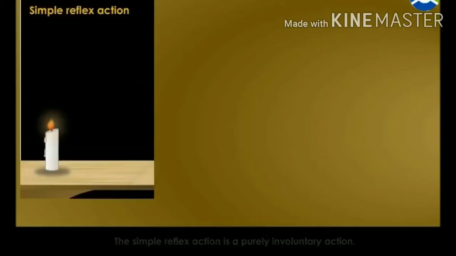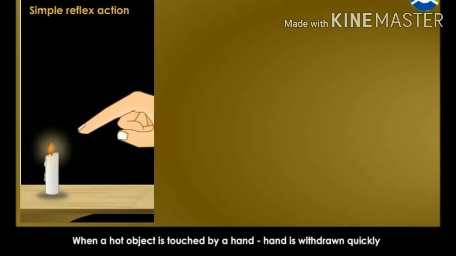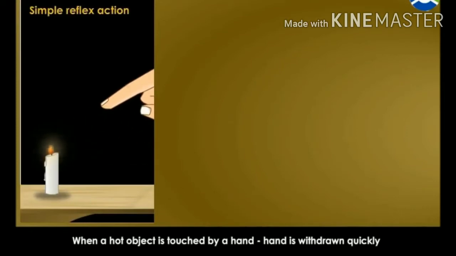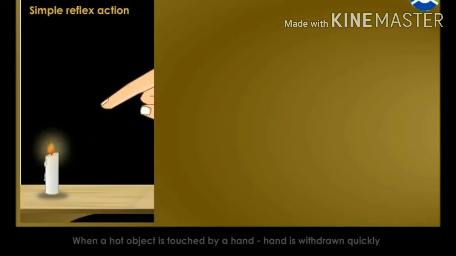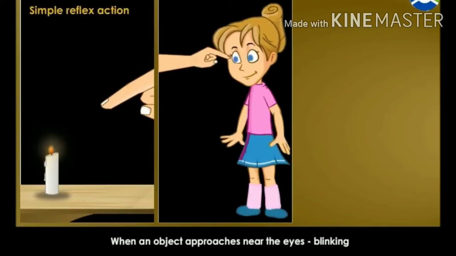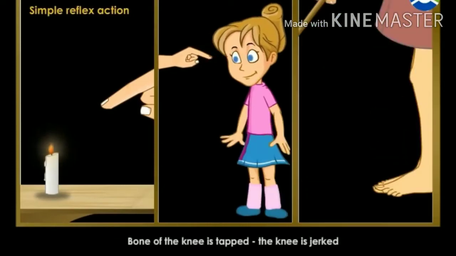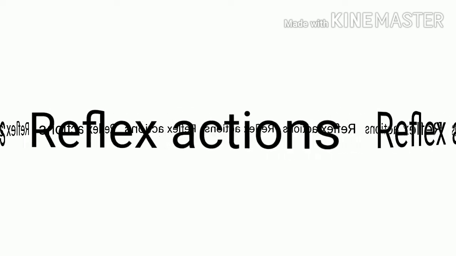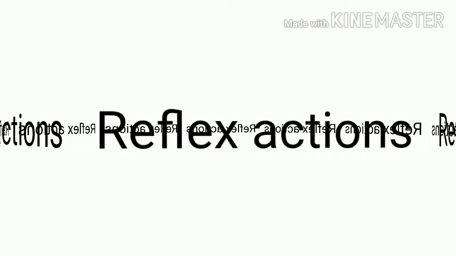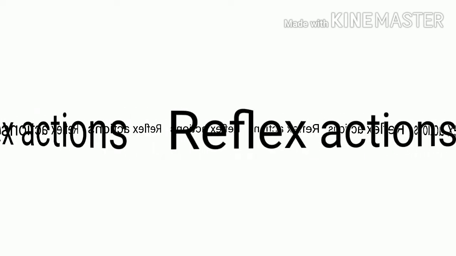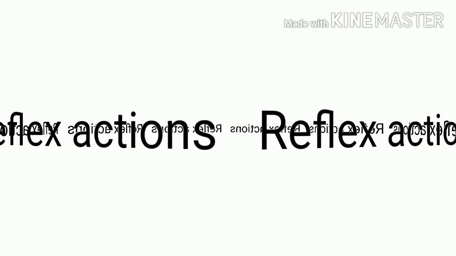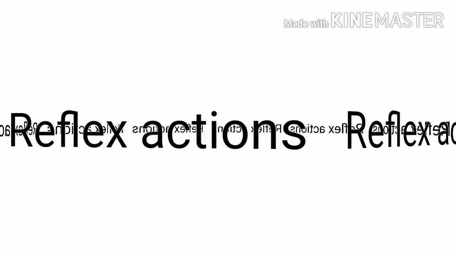For example, when a hot object is touched, the hand is withdrawn quickly. When an object approaches near the eyes, we blink. When the bone of the knee is tapped, the knee is jerked. These actions are called reflex actions. So in today's lesson, let us learn more about reflex actions.